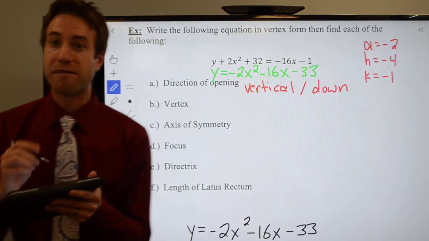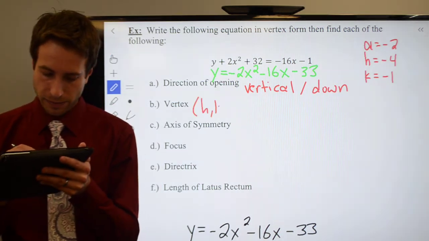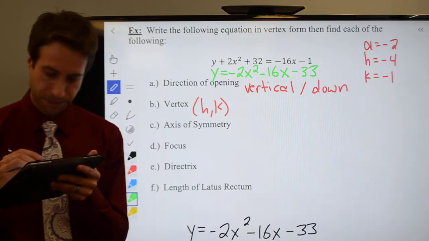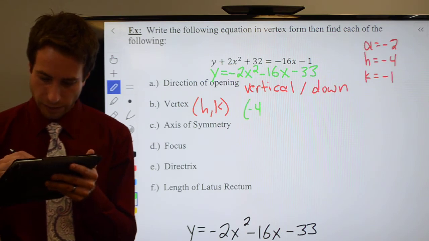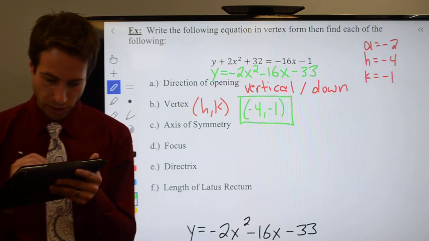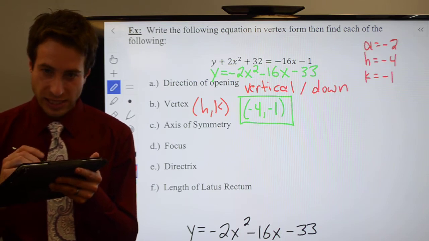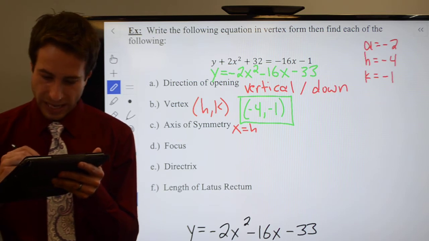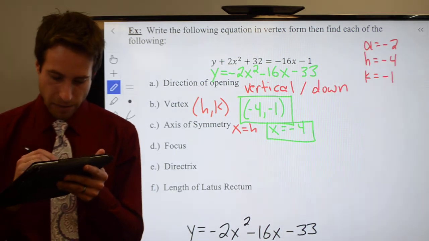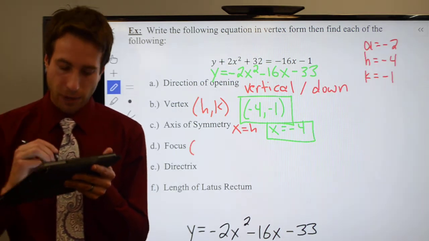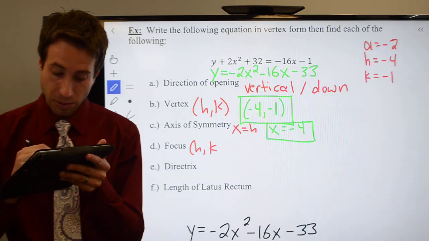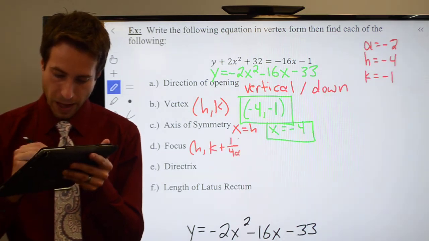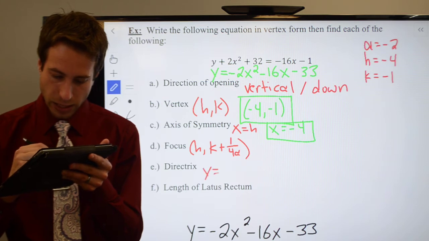And here we go. Remember, my vertex is at (H, K), which means that mine is negative 4, negative 1. Again, that's just plugging and chugging. The axis of symmetry was at x equals h. Well, my h is a minus 4, so I'll be at x equals minus 4. There's my axis of symmetry. My focus is at (h, k plus 1 over 4a). And then my directrix is y equals k minus 1 over 4a.